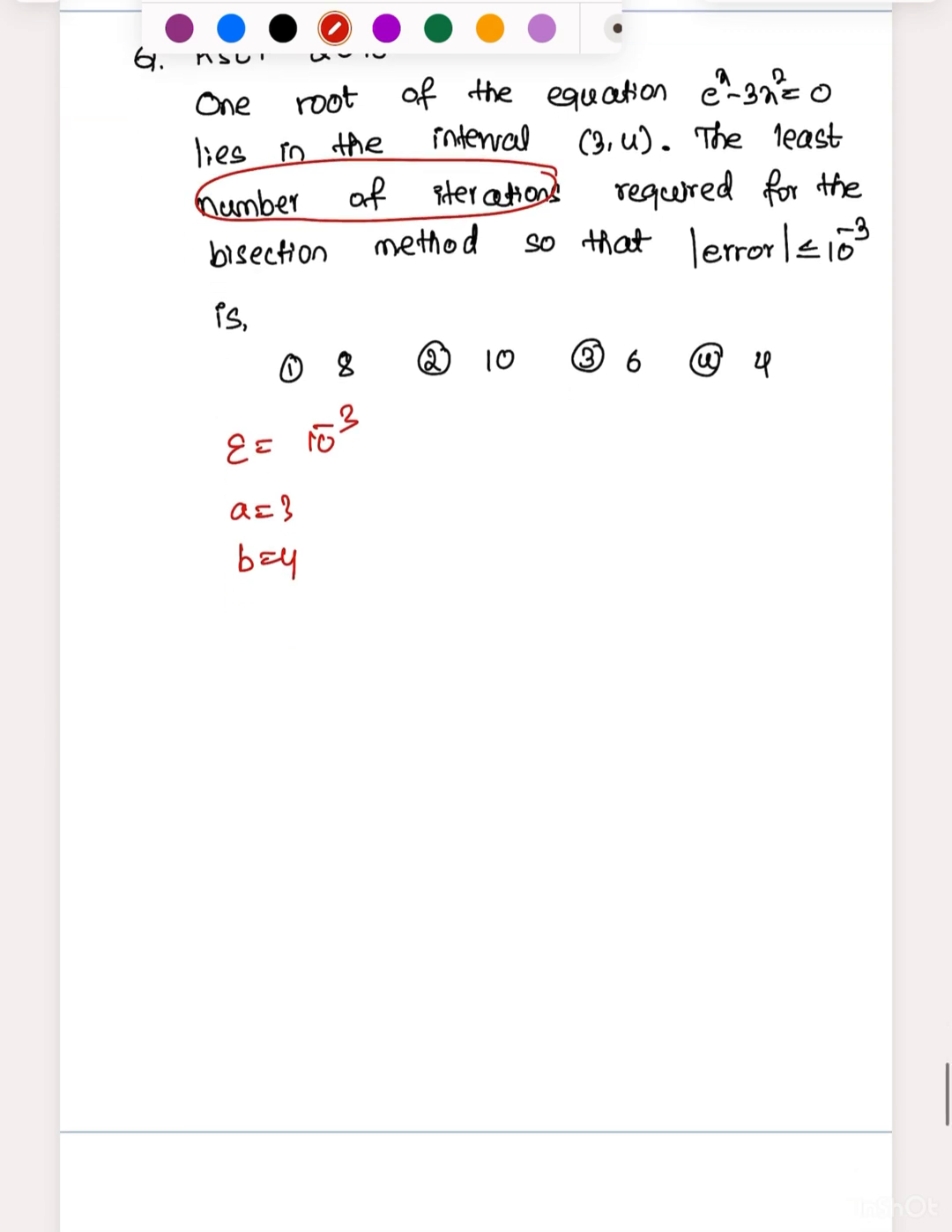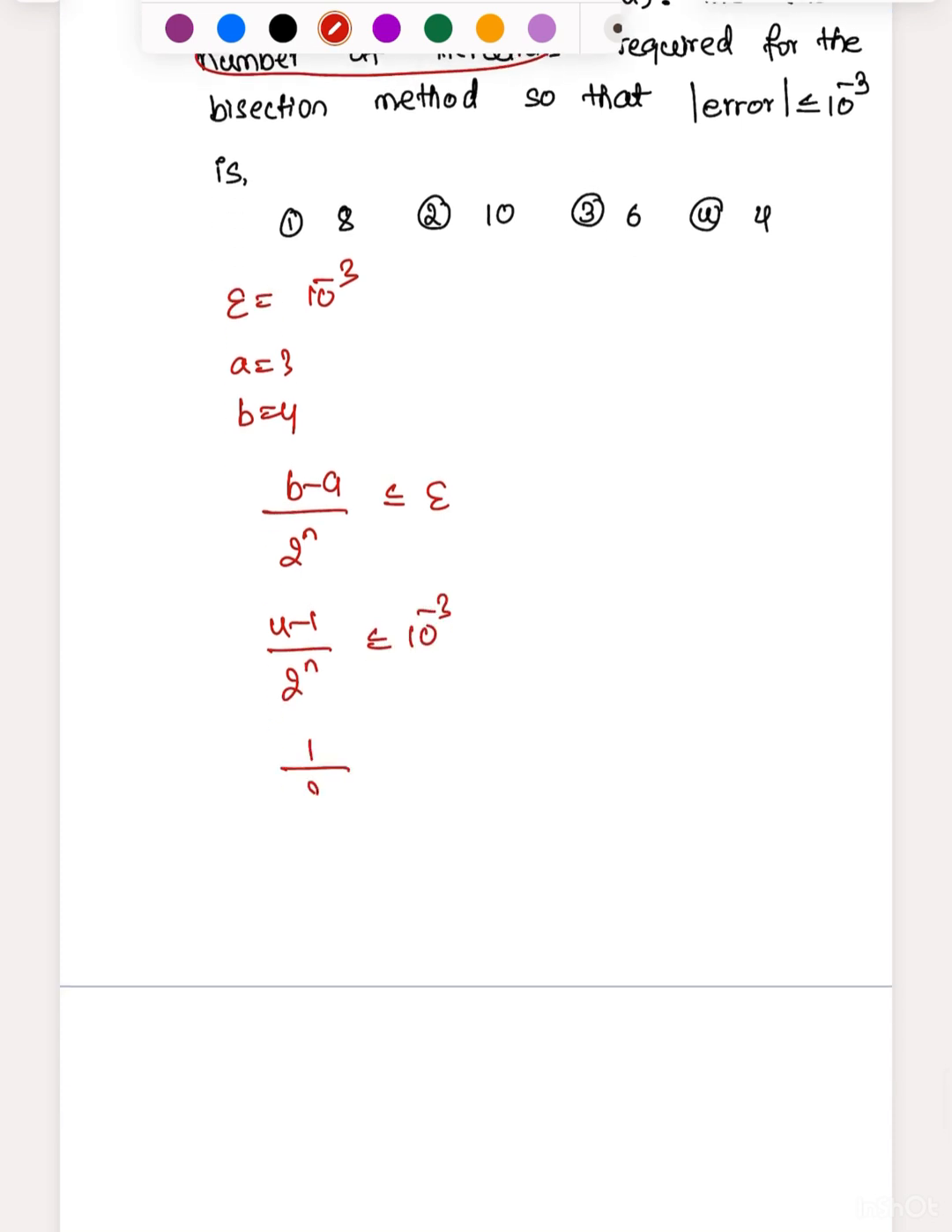We have the formula for the number of iterations as (b minus a) by 2 power n is less than or equal to epsilon. So just put b and a: (4 minus 3) by 2 power n is less than or equal to 10 raised to minus 3. So this is 1 by 2 power n less than or equal to 10 raised to minus 3. Now we just multiply this side and this side. So it will be 10 raised to 3 is less than or equal to 2 power n. So we have to put in n values so that 2 power n is greater than or equal to 1000. So just put n is equal to, here we have options 4, 6, 10 and 8.